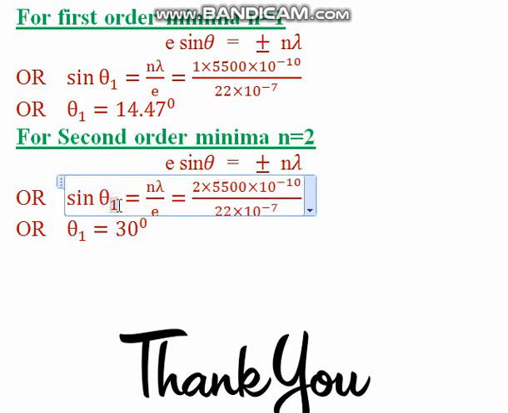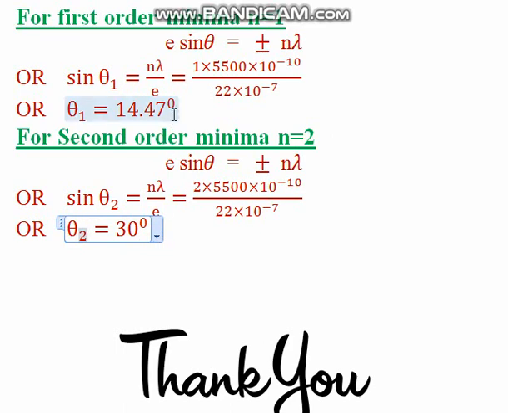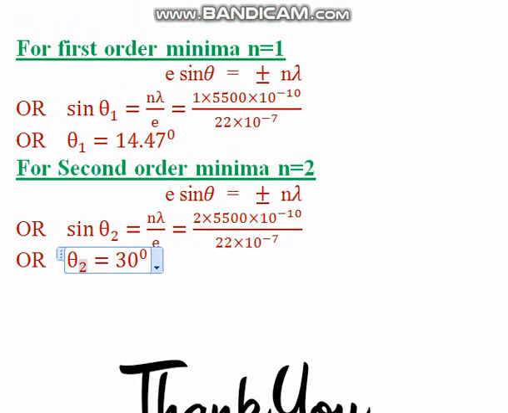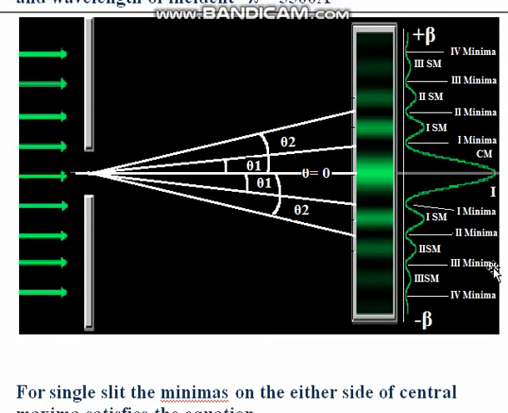Suppose here there is a mistake. So this is theta 2. Theta 2 is equal to 30 degree. You can see that theta 2 is greater than theta 1. This is the verification of our numerical results: theta 2 is greater than theta 1.